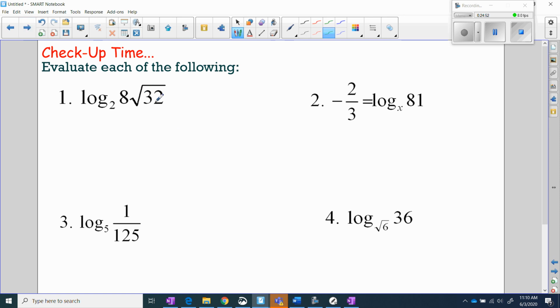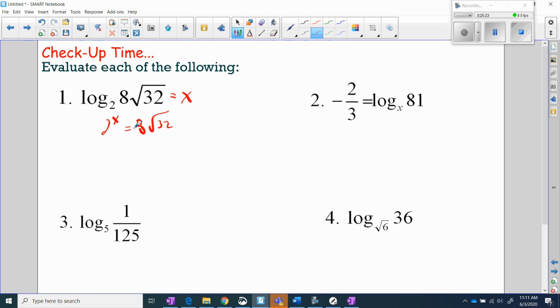So I'll do these first just to show you. If I wanted to figure out the log of 8 root 32 to base 2, sometimes you can tell just by looking at it, but this one I can't. I'm going to say, well, I don't know, let's make it equal x. And now I'm going to switch it from a log to an exponential, just because we're much more confident and comfortable with exponential work. 2 to the x has to equal 8 radical 32.